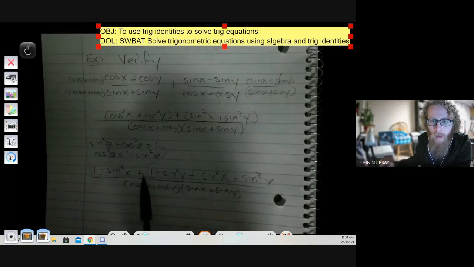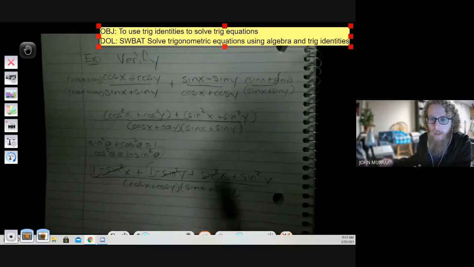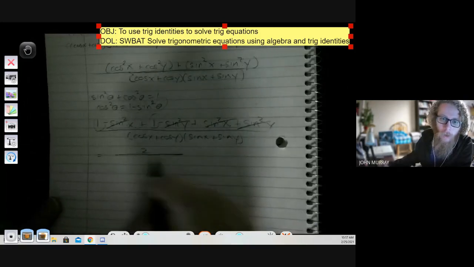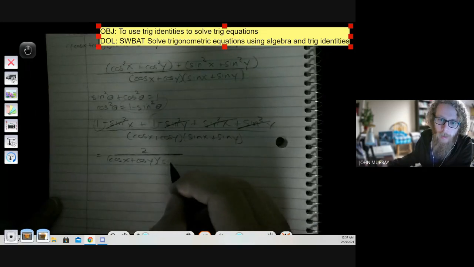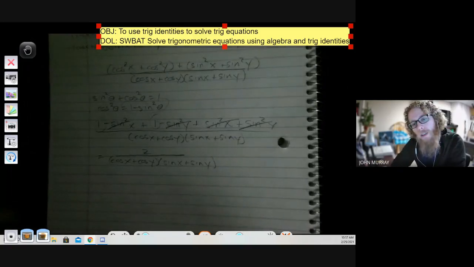Now here, I get a 1 and a 1, so that adds up to 2. But then my sines cancel each other out. So I have 2 over cosine x plus cosine y times sine x plus sine y. And now I'm stuck. I picked a really tricky one.